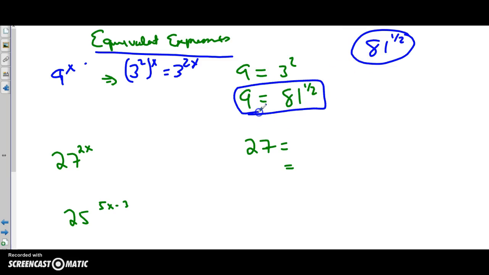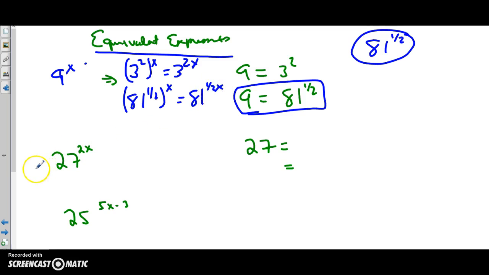So you can always do that, and that comes up later. Some of the numbers get ugly, but it does work. So I can say that 9 is 81 to the half. So 9 to the x is 81 to the half, all to the x. So that's 81 to the half x. Now there are other ways to do this also, but there's nothing wrong with that.